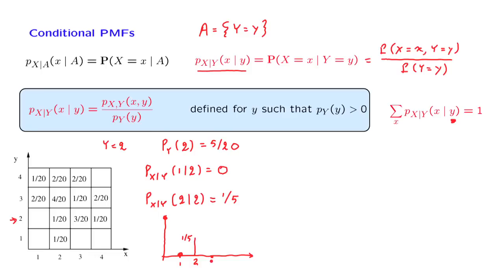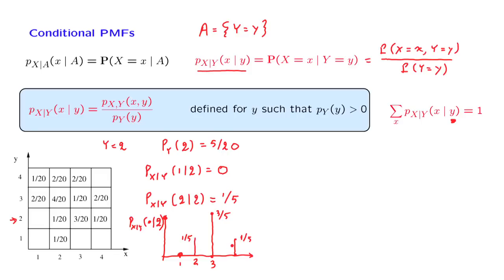At 3, we have a probability of 3/20 divided by 5/20, which is 3/5. And at 4, we have again a probability of 1/5. So what we have plotted here is the conditional PMF. It's a PMF in the variable x, where x ranges over the possible values, but where we have fixed the value of y to be equal to 2.